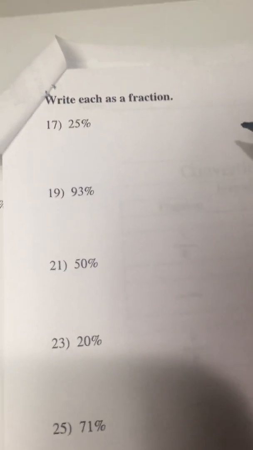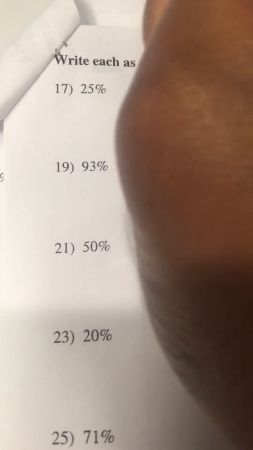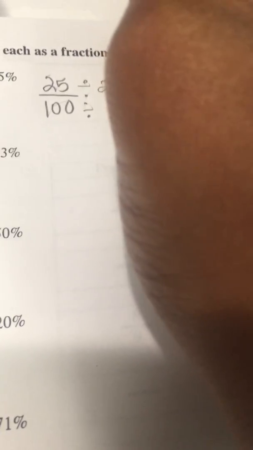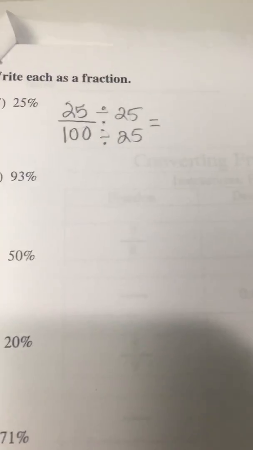Let me turn the page. Okay. So I want to make sure I get all of this in the video. Okay, the next one says write each as a fraction. So if I have 25%, I want to first write it over 100. Okay, and when I say show work, I want you to tell me what you divided by. All right, in order to reduce or simplify your fraction.